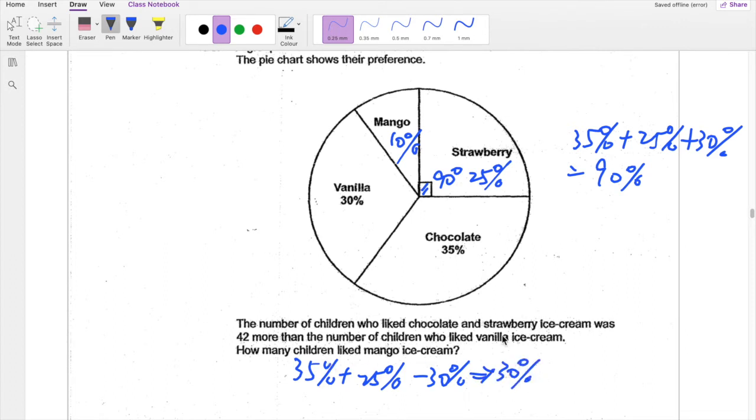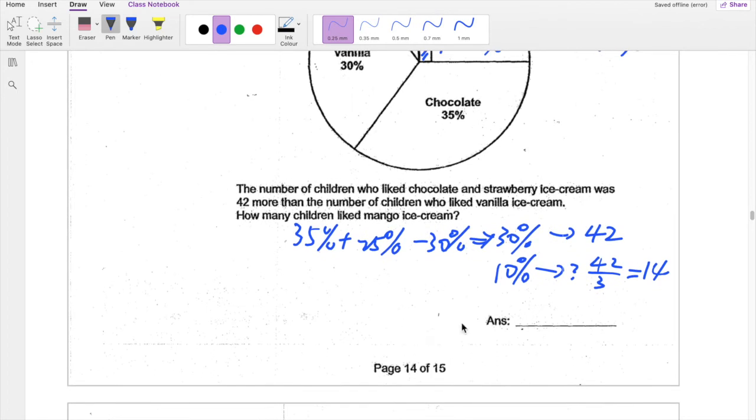He says the chocolate and strawberry is 42 more than the vanilla. So what more means is that 30% of the whole is 42, right? Then we want to calculate how many children like mango. We know that mango is 10%. So how much is this? We see clearly, if 30% is 42, then 10% is 42 divided by 3, right? This gives 14. So the answer is 14.